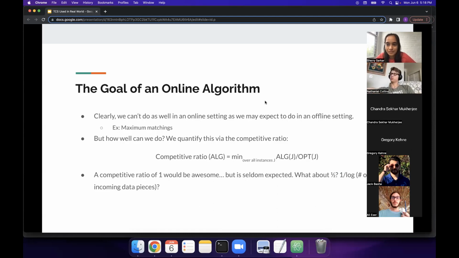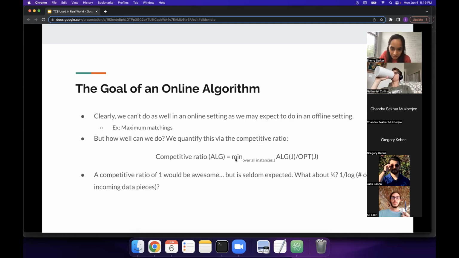So the last example I was talking about was maximum matching. Offline, it's pretty easy to find a perfect matching between jobs and servers, but doing this online is at least not trivial to do as well. So how do we quantify what it means for an online algorithm to be doing well? This quantity is often called the competitive ratio of an algorithm, which is just, over all instances, what is the best that your algorithm can do?